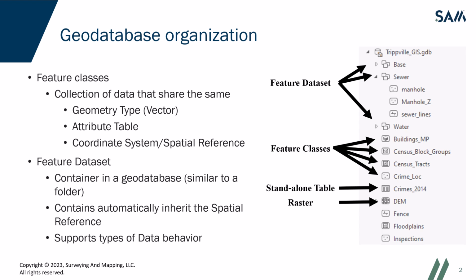They're going to have the same geometry type, meaning they're all going to be points, they're all going to be lines, they're all going to be polygons, they're all going to be multi-patch, they're all going to be annotation. So they're all going to share that type of geometry. So when you create the feature class, you'll decide what it's going to store, which makes a feature class a type of vector data.